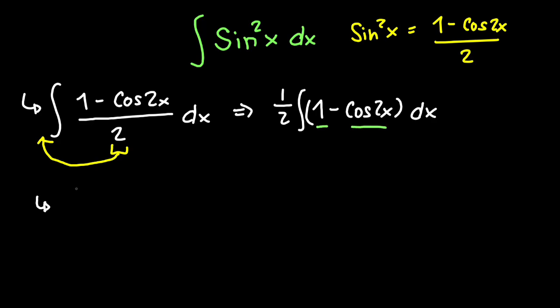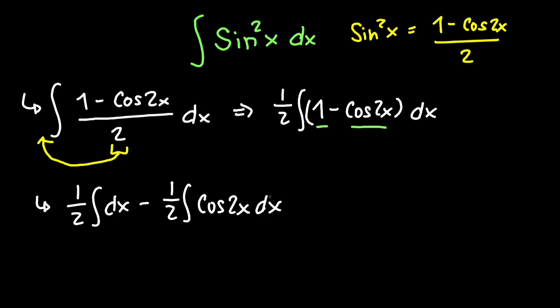So this would be 1/2 the integral of 1 multiplied by dx, which is simply x, minus 1/2 integral of cosine of 2x dx. Now, we can integrate the first part, but for cosine of 2x, there is no known integral of that because its variable is not singular. So we would want to substitute that into a singular variable.